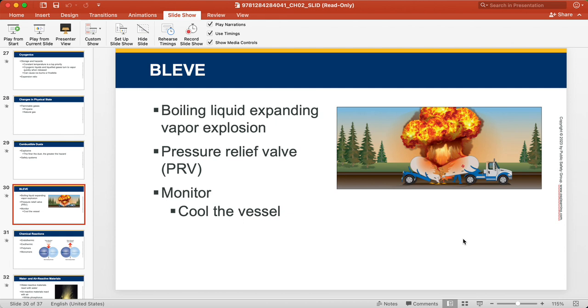Okay, now we're going to talk about BLEVE, boiling liquid expanding vapor explosion. I'm going to post a video on this that does a way better job than me. They actually did an experiment in Nevada where they take a propane cylinder. And remember, BLEVE can happen with any liquid. So it's BLEVE, boiling liquid expanding vapor explosion.